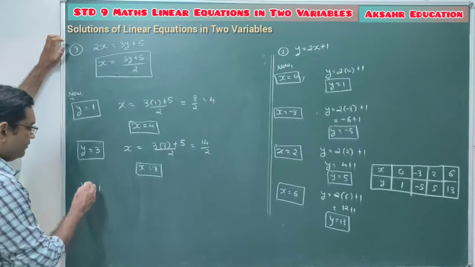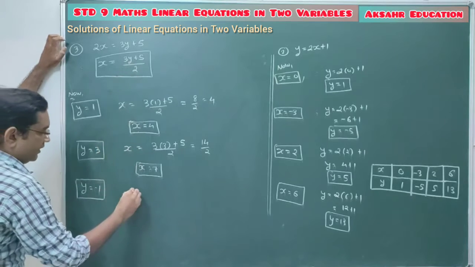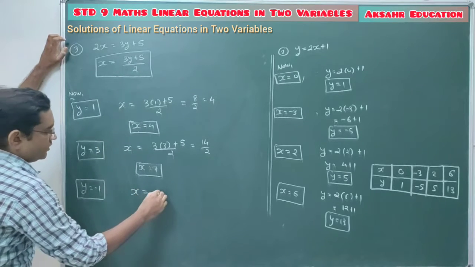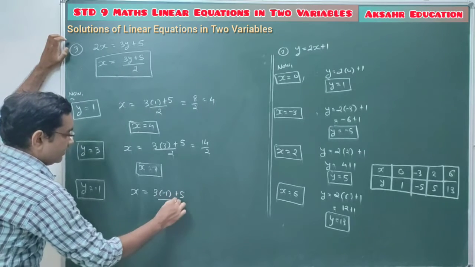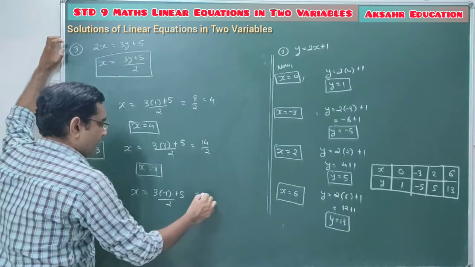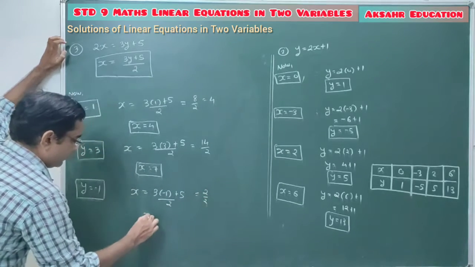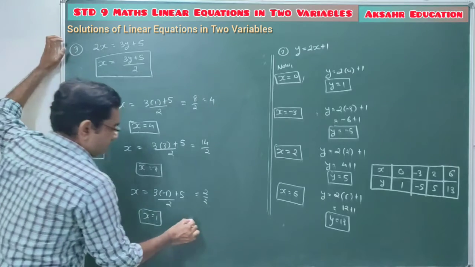So if we are taking y equal to minus 1, we are getting the value of x as 3 into minus 1 plus 5 divided by 2. So it's minus 3 plus 5, 5 minus 3, it's 2 by 2. So we are getting x equal to 1. Clear, students?